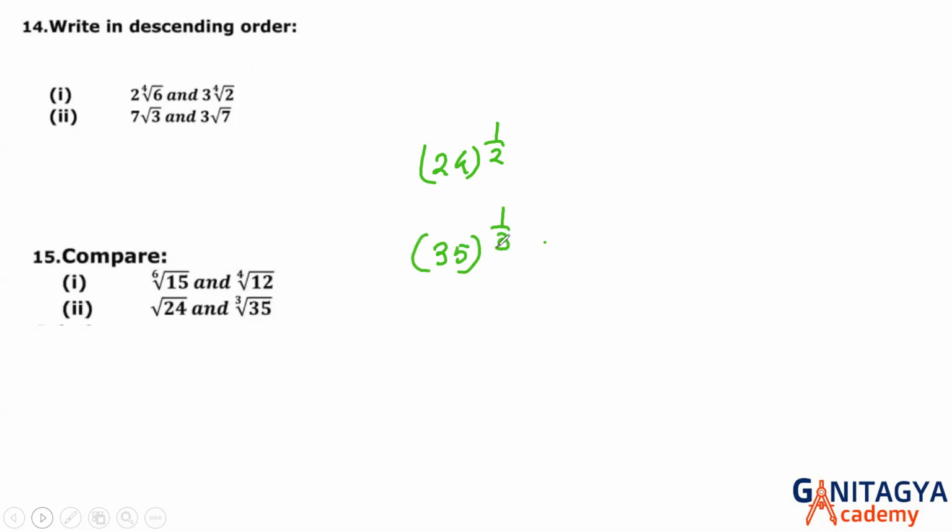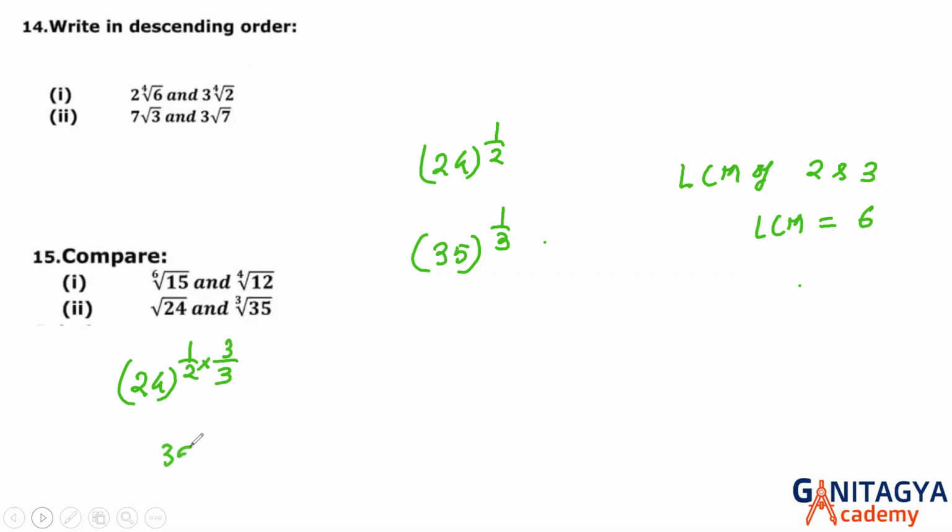So what you have done? By finding the LCM, which is 6, I've multiplied 1 by 2 into 3 by 3 in the case of 24, and afterwards I multiplied 1 by 3 into 2 by 2 in the case of 35. Very nice, perfect. So this is 24 raised to 1 by 2, so multiply by 3, divide by 3, and in 35 multiply by 2 and divide by 2.